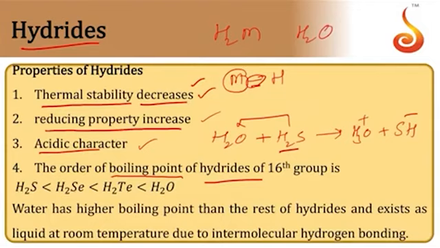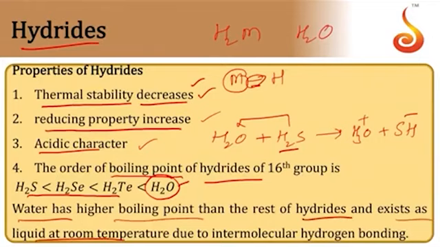But the exception is the water molecule, because water has stronger hydrogen bonding. Other than water, the remaining will follow a general trend, which means the higher the molar mass, the higher the boiling point. The exception is water, which has the highest among them because of hydrogen bonding. So water has a higher boiling point than the rest of the hydrides and exists as a liquid at room temperature because of the intermolecular hydrogen bonding that is present.